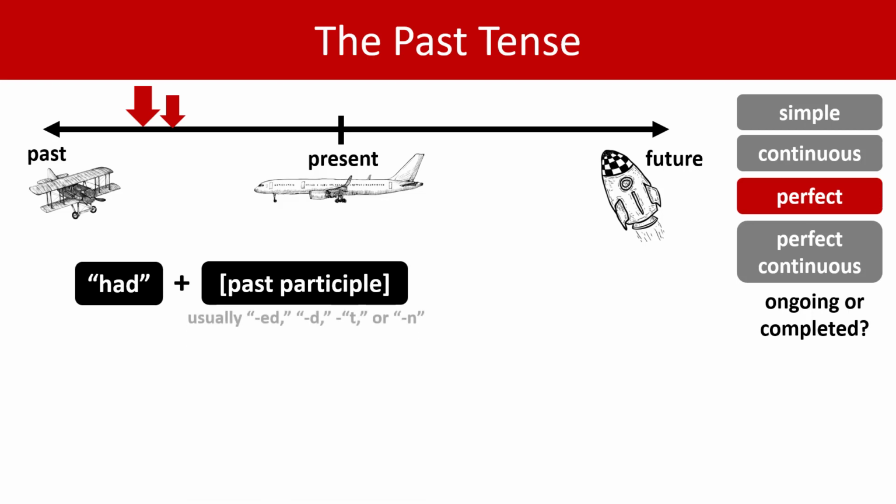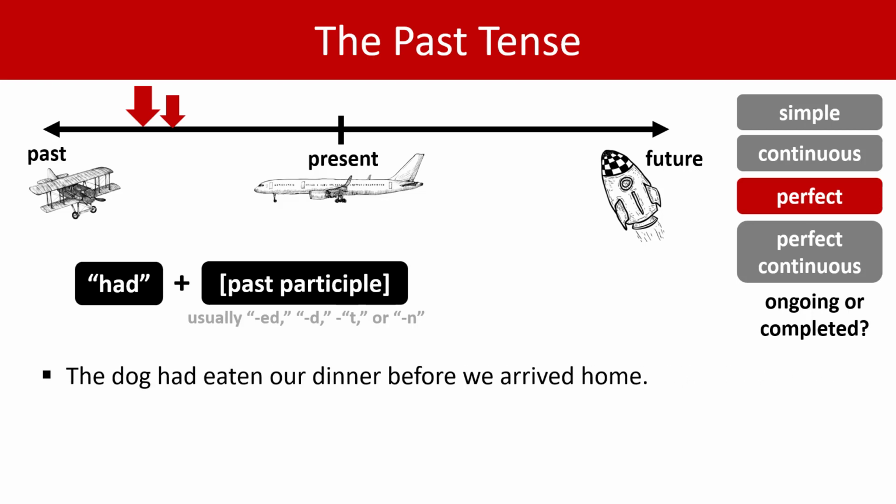Sometimes they end ed, sometimes they end d, sometimes t, sometimes n. It depends whether the verb is regular or irregular. And we have more about that on the website. Let's look at an example. The dog had eaten our dinner before we arrived home.